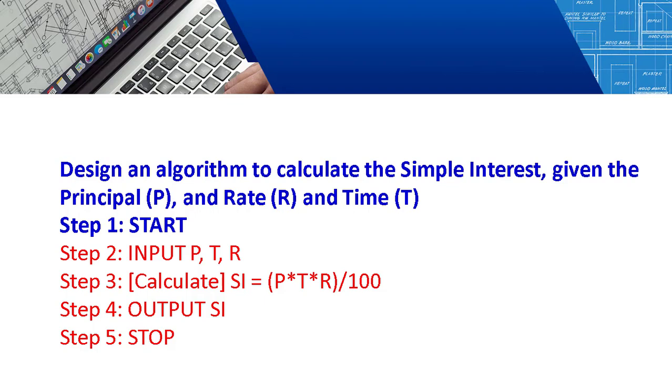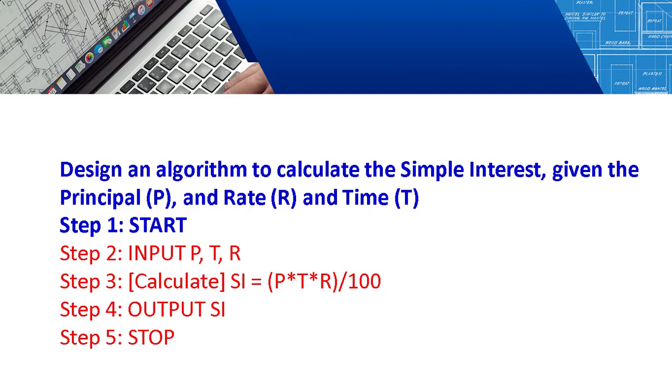That is one of the important pieces of information you need to know. Simple interest is PTR divided by 100, which is the formula used to calculate the simple interest. Since an algorithm is a step-by-step procedure, we have step 1 start, step 2 input P, T, R, that is, 3 inputs we have to give: principal, time and rate. Then step 3, you have SI equals P into T into R divided by 100. This is the formula used to calculate the simple interest.